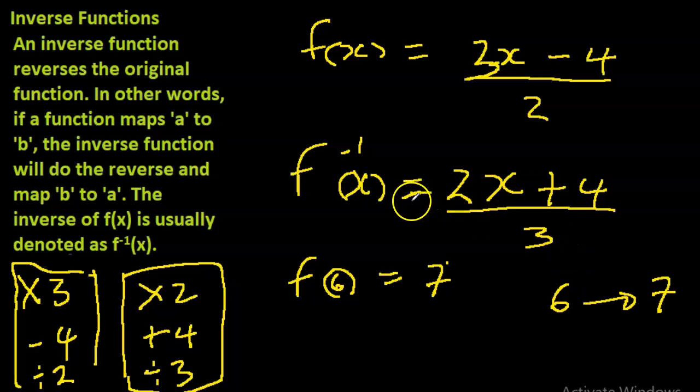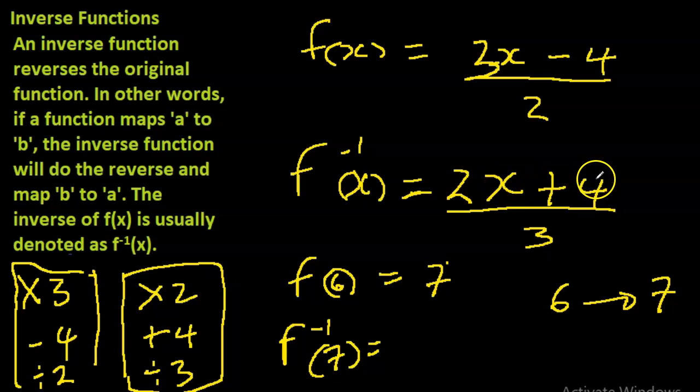So this original function maps 6 to 7. The inverse will do the exact opposite. Map 7 to 6. So the inverse function, if I plug 7 into the inverse, f inverse of 7, meaning I replace x here with 7, this will be 2 times 7, which is what? 14.